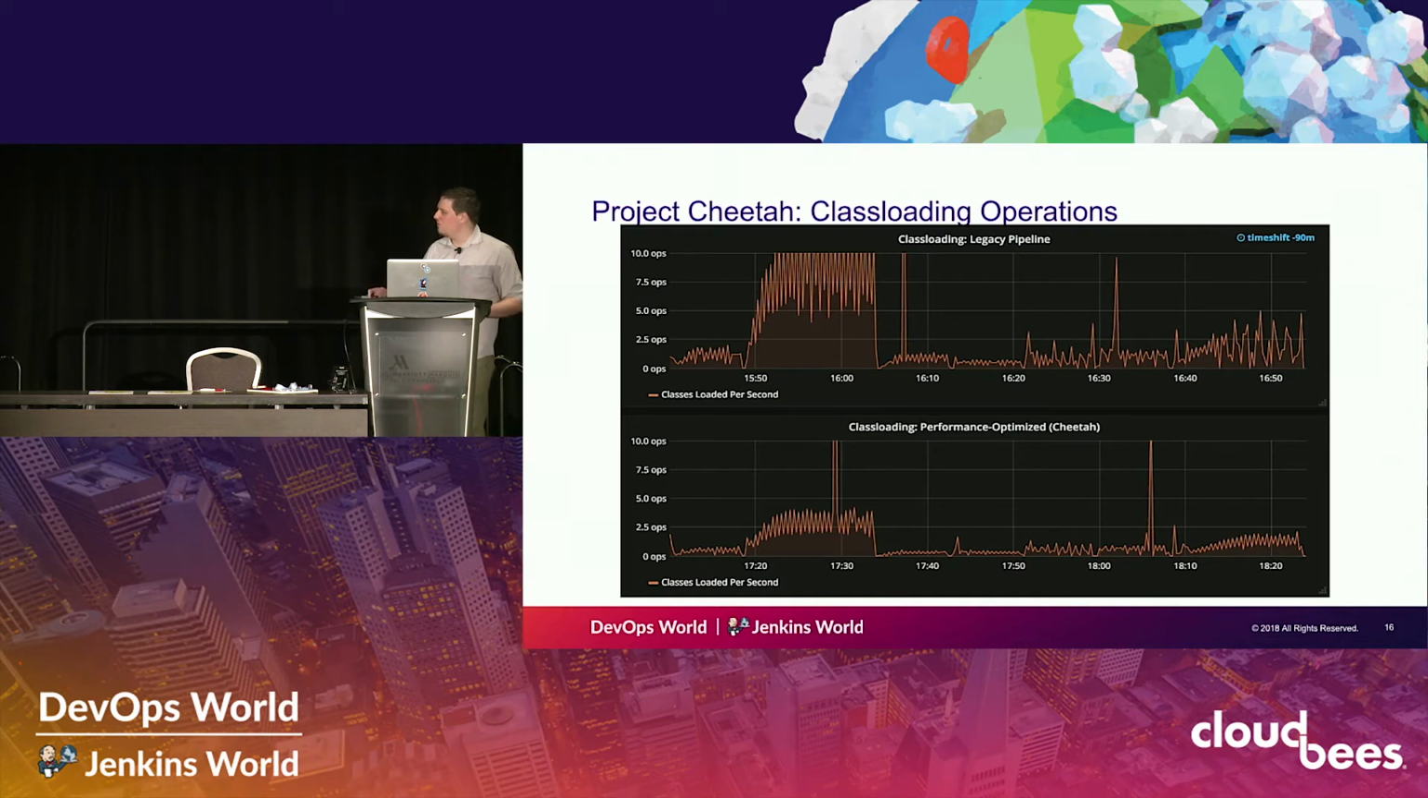The other part that I want to touch on is reducing class loading, because this is sometimes a bottleneck, especially for complex pipelines.